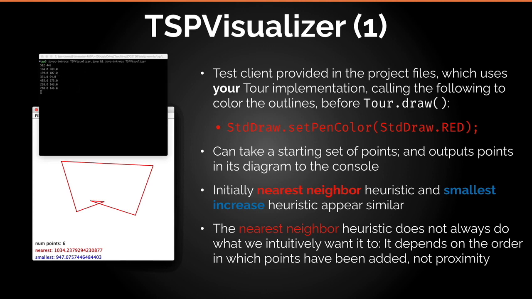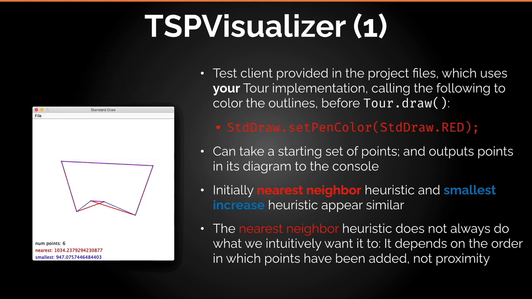So here it's providing you an example of the nearest neighbor heuristic, and in blue we will see how that heuristic would be different with smallest increase. So this is the text output that would happen at the same time so that you can verify both visually and in the text output whether the points that you're getting make sense. And here in blue shows you the contrast between the nearest neighbor and smallest increase.